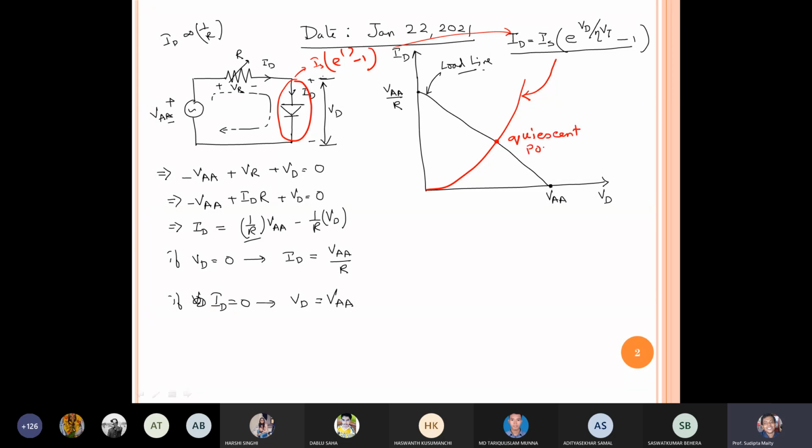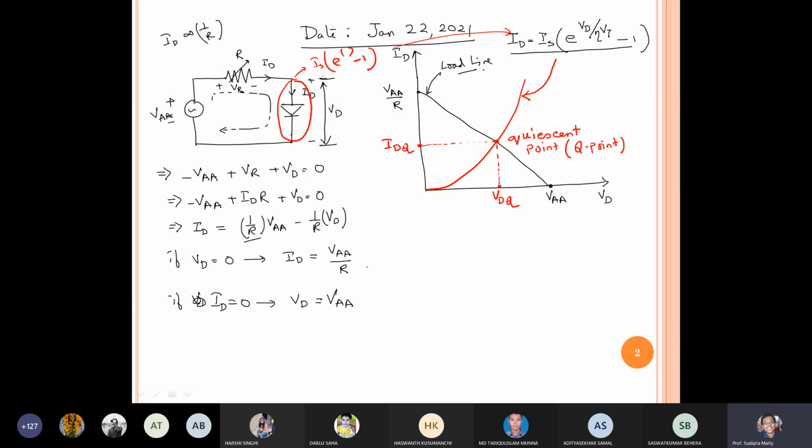Quiescent point, or quotient point, or Q point. It is extremely important. At the quotient point, if I extend this curve along the voltage axis, it will be called VDQ. And if I extend it along the current axis, this point will be called IDQ. It is extremely important.